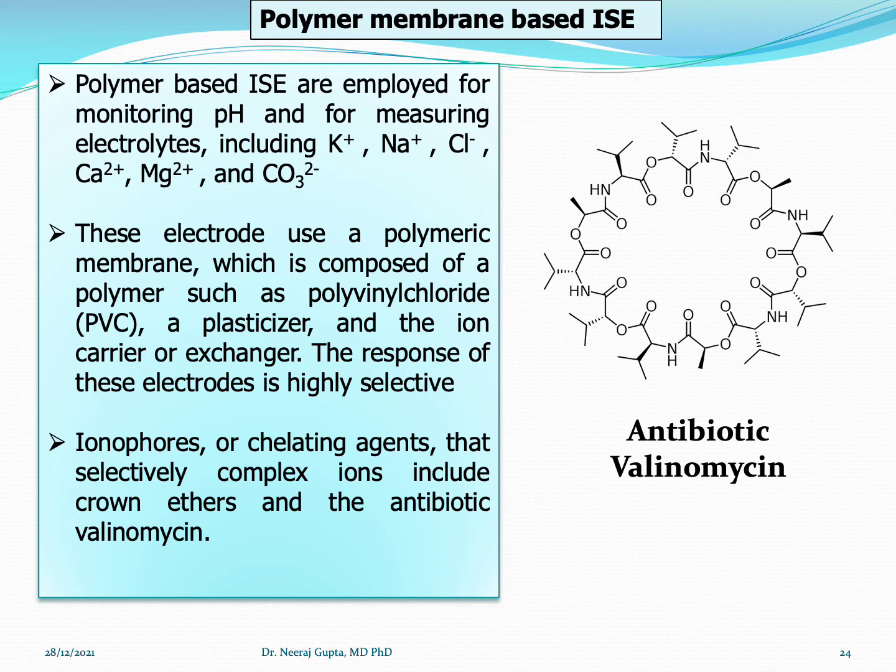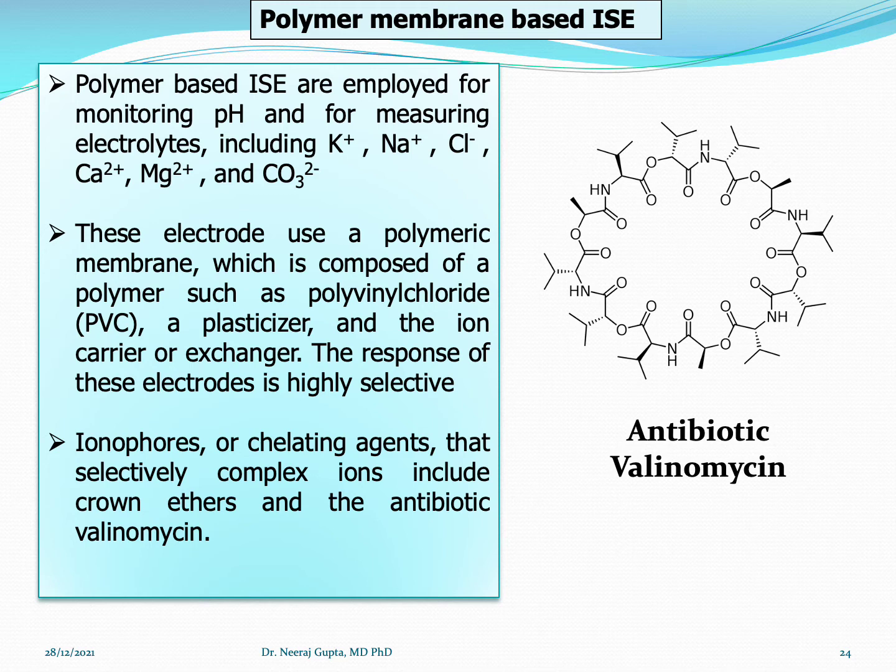Now let's look at the polymer-based ISEs. Polymer-based ISEs are employed for monitoring pH and for measuring electrolytes including potassium, sodium, chloride, calcium, magnesium and carbon dioxide. These electrodes use a polymeric membrane which is composed of polymers such as polyvinyl chloride, a plasticizer and the ion carrier or exchanger. The response of these electrodes is highly sensitive.